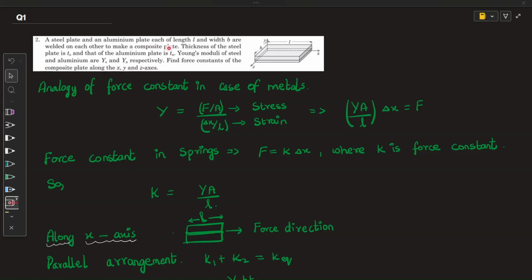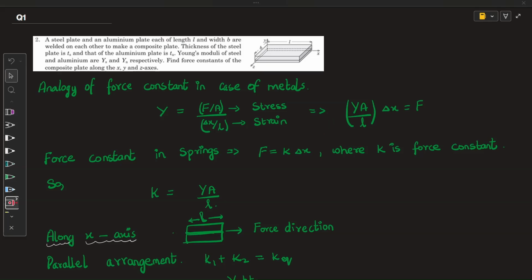A steel plate and an aluminum plate, each of length L and width B, are welded on each other to make a composite plate. The thickness of the steel plate is Ts and that of the aluminum plate is Ta. Young's moduli of steel and aluminum are Ys and Ya respectively. Find the force constants of the composite plate along the X, Y, and Z axes.